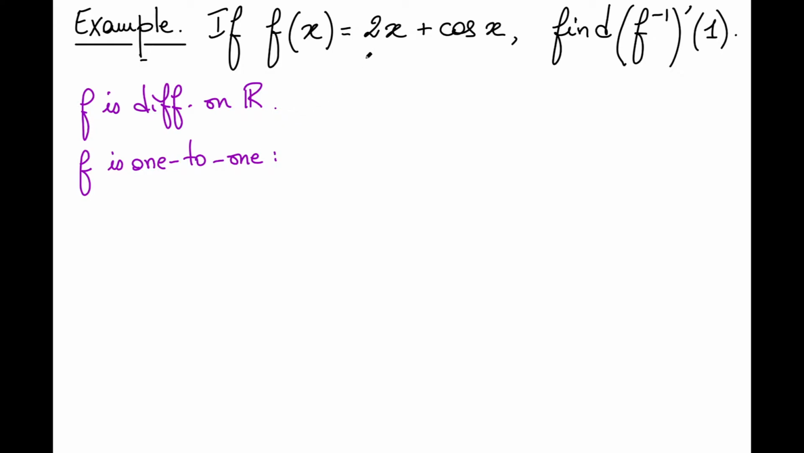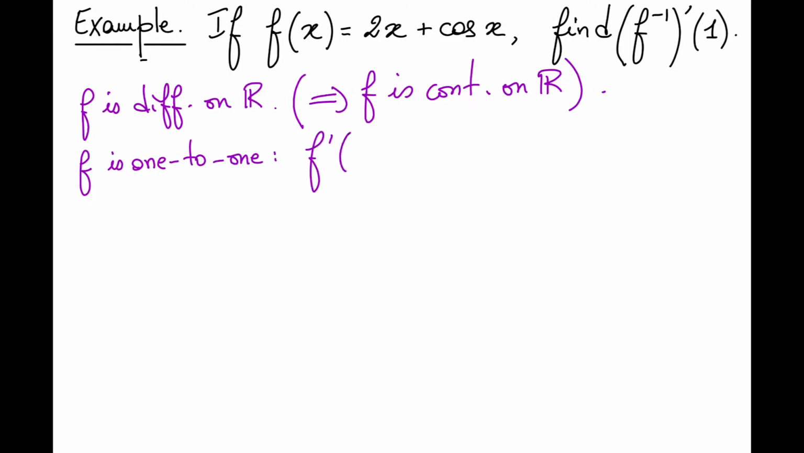Certainly f is continuous, right? Because it's differentiable on all of R. So f is continuous on R, right? Differentiability is a stronger notion than continuity, in the sense that every differentiable function is itself continuous. For one-to-one, it only remains to show that the function is monotonic. So how about finding the derivative of the function and checking its sign? What's f prime of x? What's the derivative of this function?